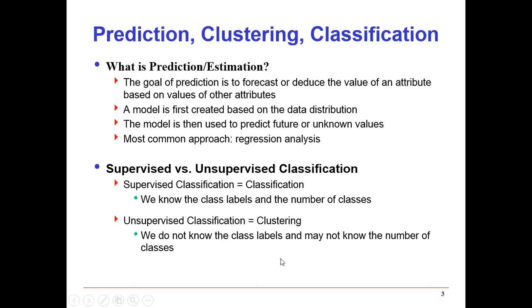And when you don't know the class label and when you don't know the number of classes, then it is called unsupervised classification, because you have to create the classes depending upon the similarity between the data. You look at the data distribution, and if the data is closer to each other, you make a cluster of that. So one cluster represents one class. Okay, so this is unsupervised classification, and it is called clustering.